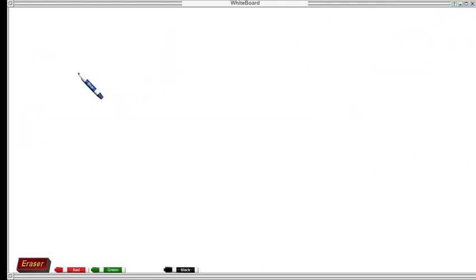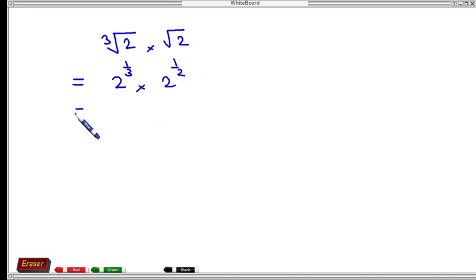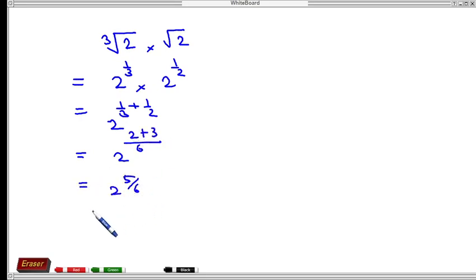Let me clear this and make it again. Suppose you are given cube root of 2 times root 2. This means 2 to the power 1 by 3 times 2 to the power 1 by 2. Base same, powers are added: 1 by 3 plus 1 by 2, with LCM 6, gives 2 plus 3, so 2 to the power 5 by 6. It is the 6th root of 2 to the power 5, that is the 6th root of 32. This is the product.